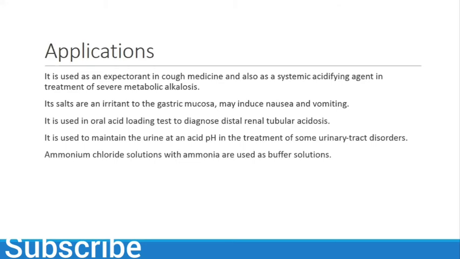It is used to maintain the urine at an acid pH in the treatment of some urinary tract disorders. Ammonium chloride solution with ammonia is used as a buffer solution. So you will prepare different types of solution with ammonium chloride in your lab.